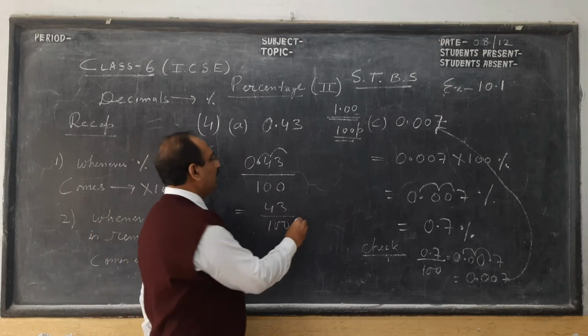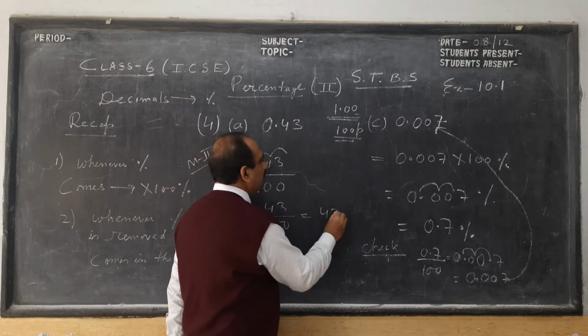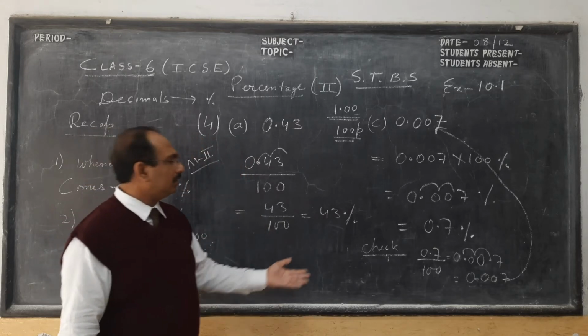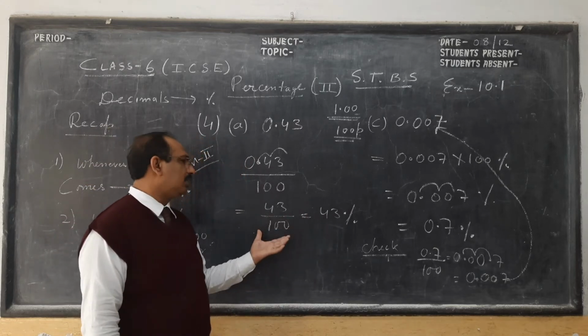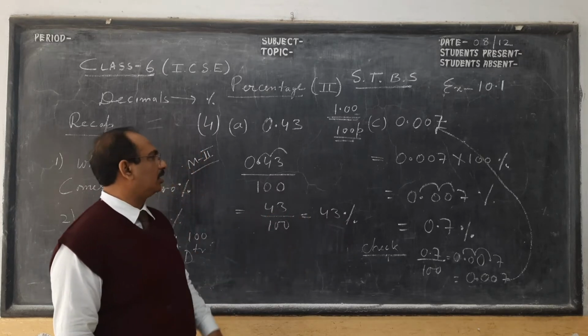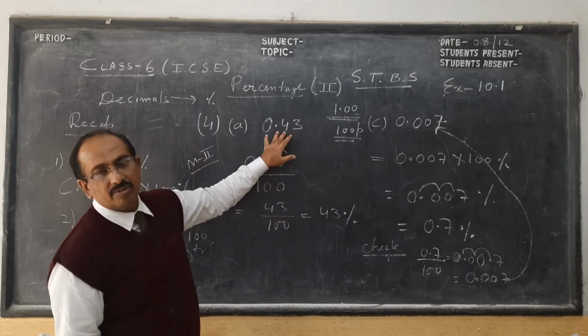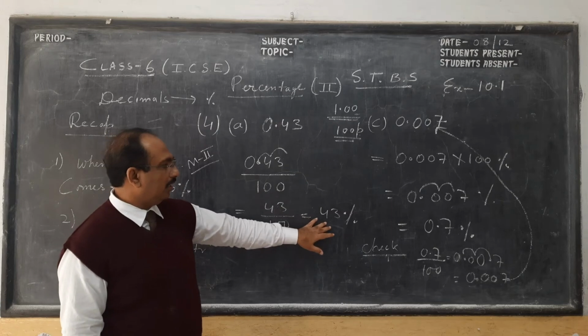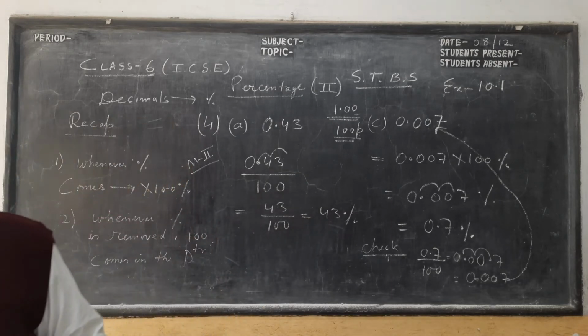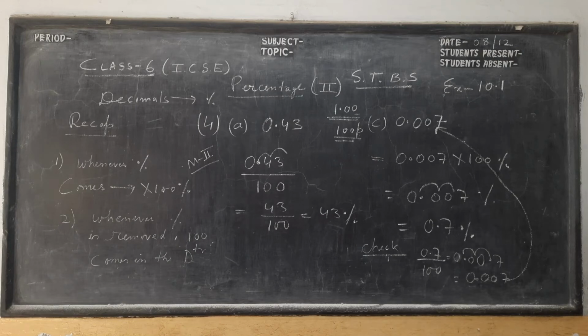Percentage means out of 100, so 43% is nothing but 43 by 100. This is a symbolic way of writing 43 by 100. 43% means 43 by 100. So this is another way where we convert decimal into a percent. So kindly pause the video, then we will go to other sums.